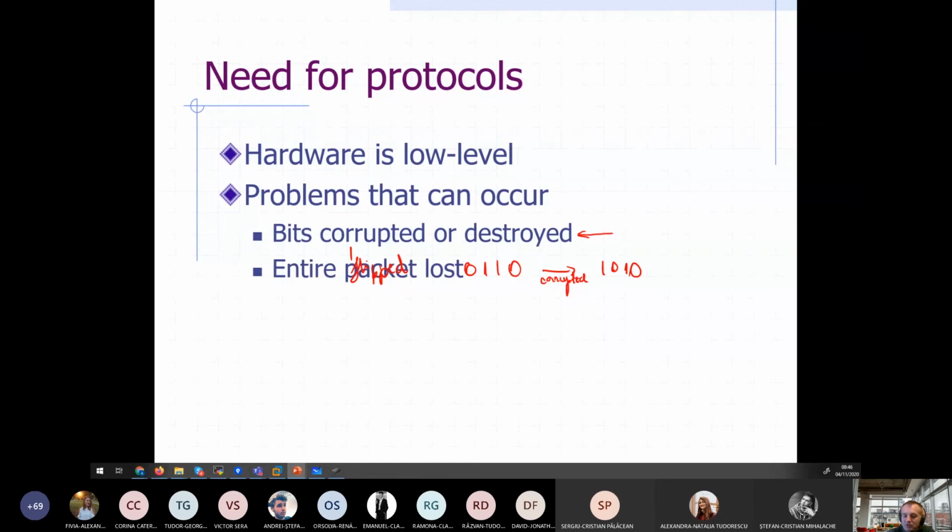I mean, usually it's not us handling that, it's the networking layer, but somebody designed some piece of software that actually deals with that. Entire packets could be lost.